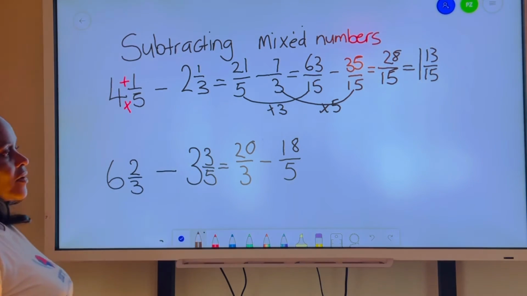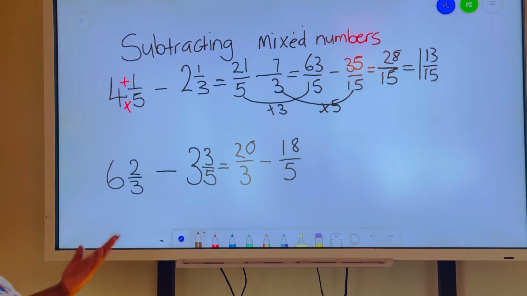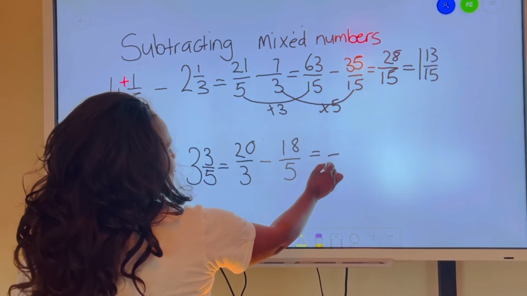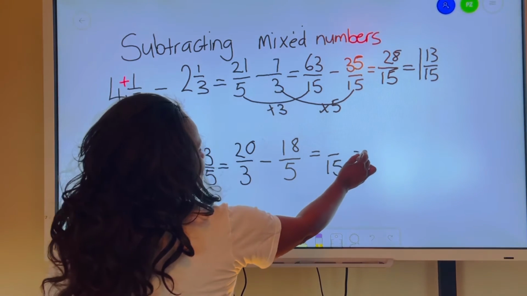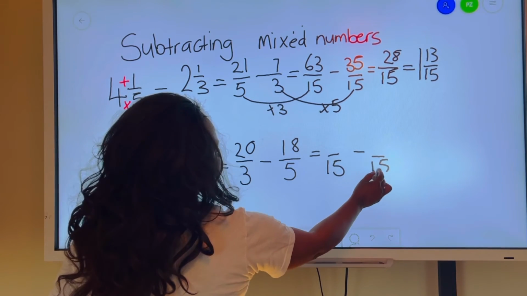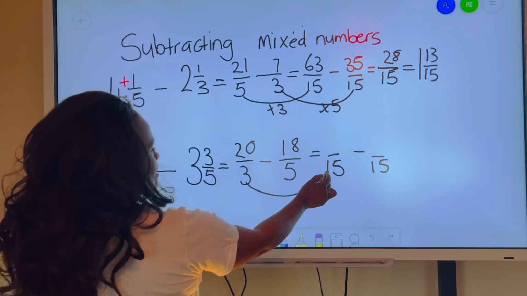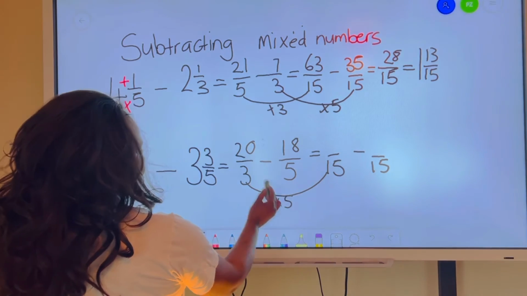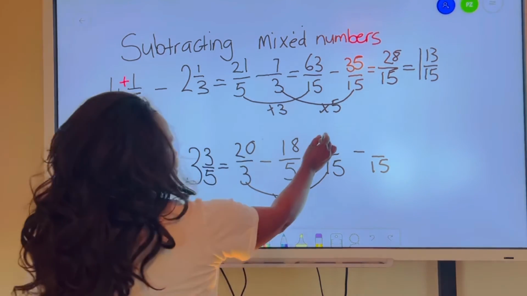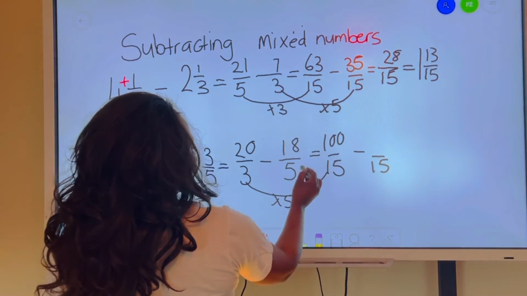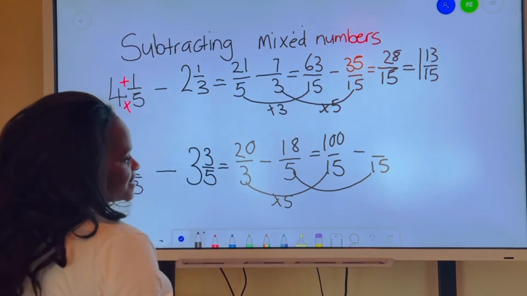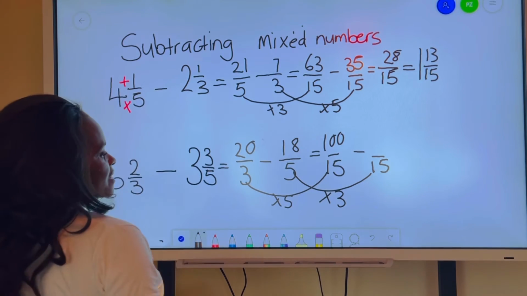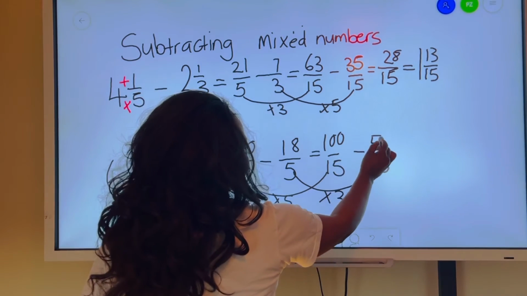Lowest common multiple of 3 and 5, it's exactly the same as the top one, is 15. So everything has to be over 15 first before we can take away. Over 15. And over 15. 3 times what gives me 15? So it's 3 times 5. If I times the top one by 5, that will give me 100. 5 times what gives me 15? So it's times 3. And I need to times that by 3, 18 times 3, which is 54.